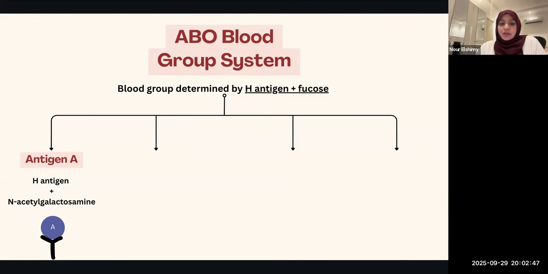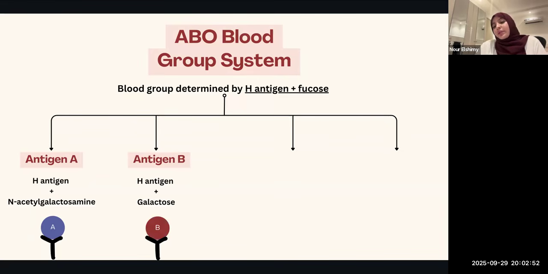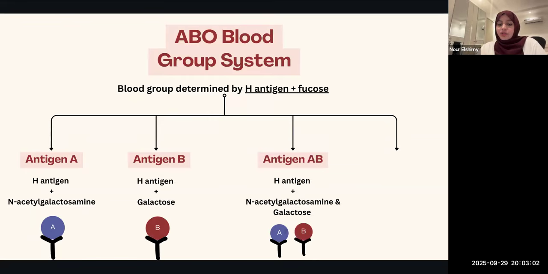If someone has B antigen, it's going to be H antigen plus galactose. So logically speaking, if someone has both antigens, then you're going to have both sugars: the H antigen bound to N-acetylgalactosamine and galactose. And then finally, blood group O, they have no sugar to bind to. So their H antigen is alone. They have no bound fucose. All right?